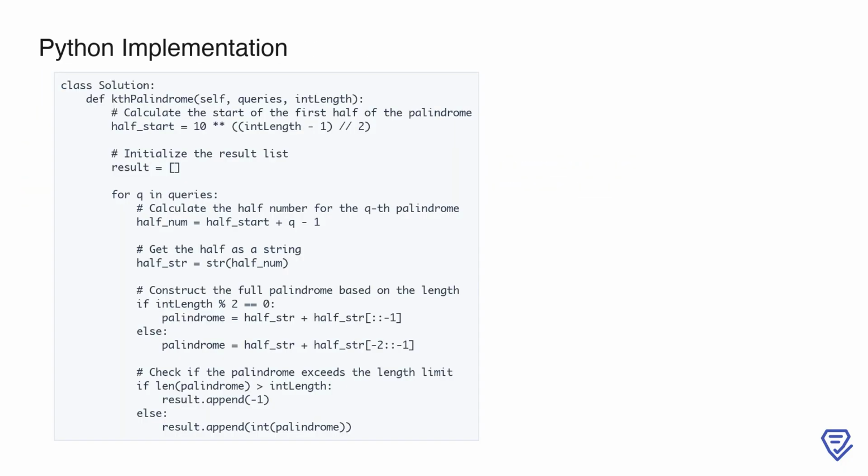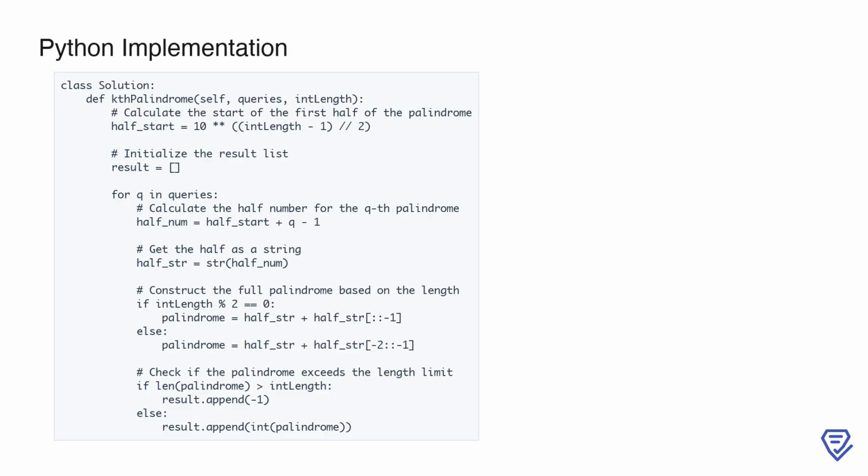Here, we define the kth palindrome method within the solution class. The goal is to compute the kth smallest palindrome of a given fixed length. First, we calculate half_start, which determines the starting point for the first half of the palindrome. This is done by raising 10 to the power of half the integer length, adjusted for whether the length is odd or even. Next, we initialize an empty list called result to store the final answers.